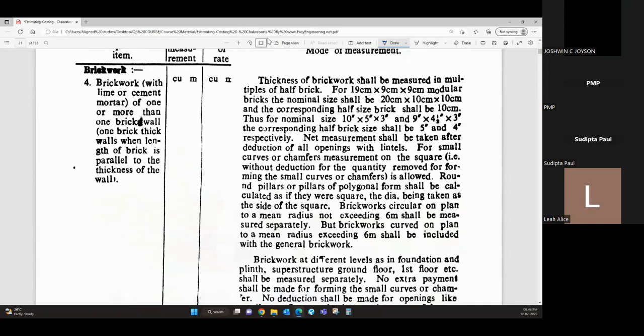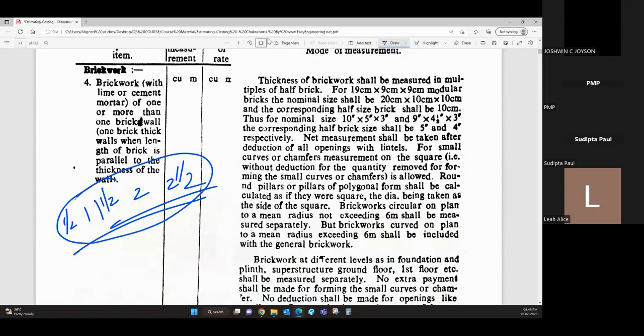Okay, so now comes the brickwork. It is given that brickwork with lime or cement mortar of one or more than one brick wall. You remember, we have discussed half brick wall, one brick wall, one and a half brick wall, two brick walls, two and a half brick walls. So any type of brick wall, brickwork is always considered in cubic meter in general terms.